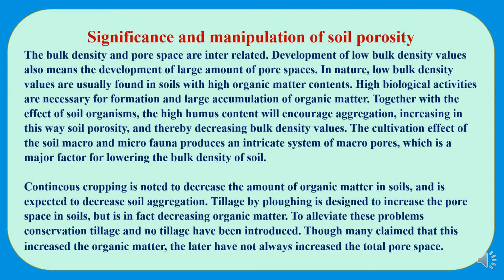The cultivation effect of the soil macro and microfauna produces an intricate system of macropores, which is a major factor for lowering the bulk density of soil. Continuous cropping is noted to decrease the amount of organic matter in soils and is expected to decrease soil aggregation. Tillage by plowing is designed to increase the pore space in soils, but is in fact decreasing soil organic matter. To alleviate these problems, conservation tillage and no tillage have been introduced. Though many claim that this increases the organic matter, the latter have not always increased the total pore space.